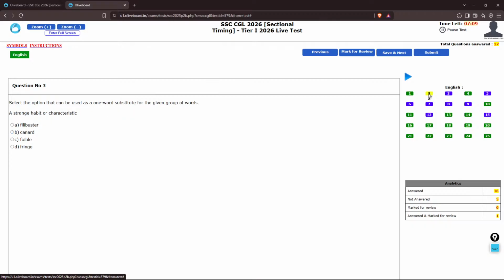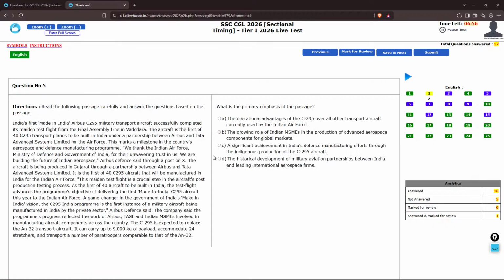Okay, this one is a strange habit. Foible, canard. No idea. Okay, this is still missing, right?